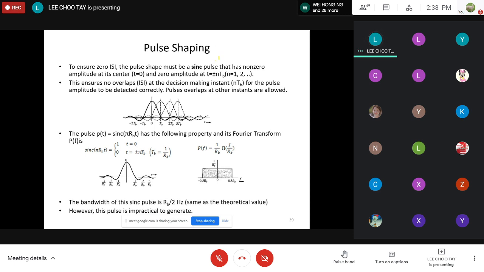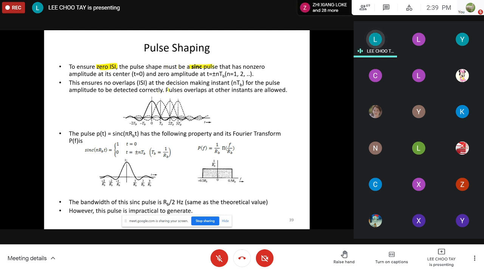That is one. And second, the transmitter has to make sure that it transmits pulses that do not overlap at certain times. You have to make sure it does not send signals that overlap at certain times. That ensures we have zero ISI. ISI stands for inter-symbol interference. You learned about ISI, right, in your digital signal processing? Okay. So to ensure zero ISI, the pulse shape must be a sinc pulse.